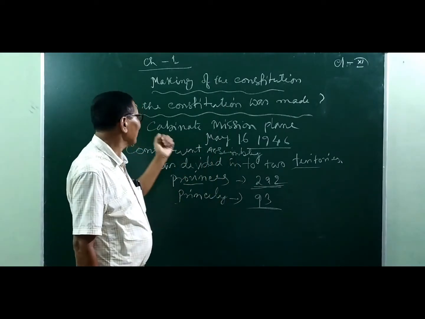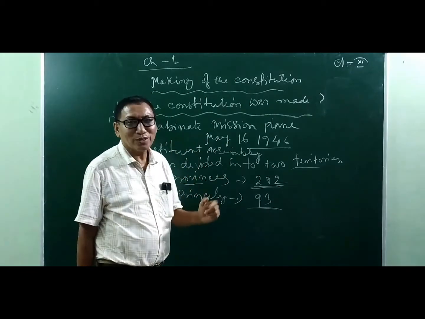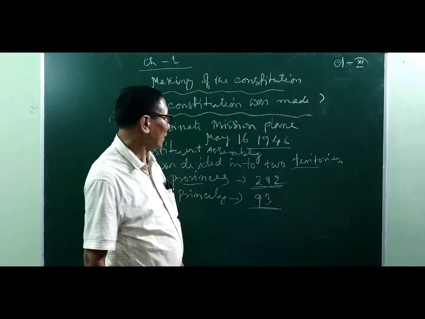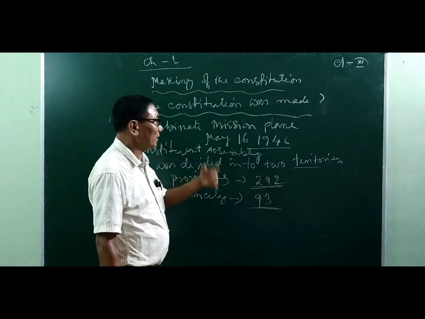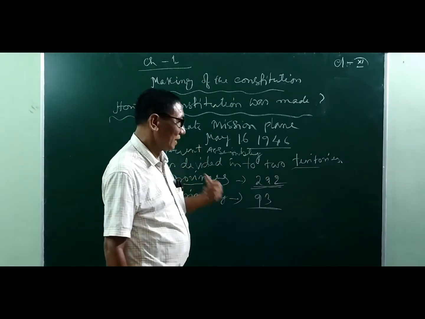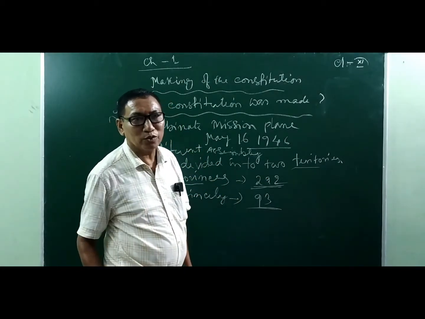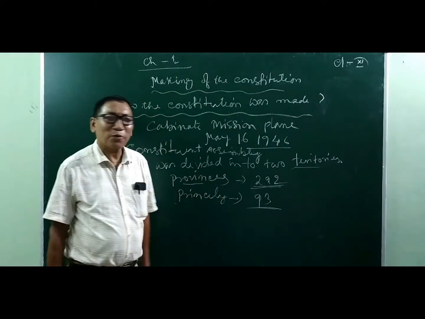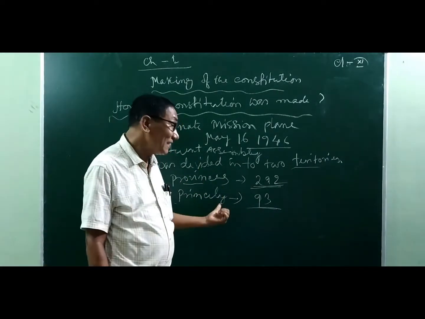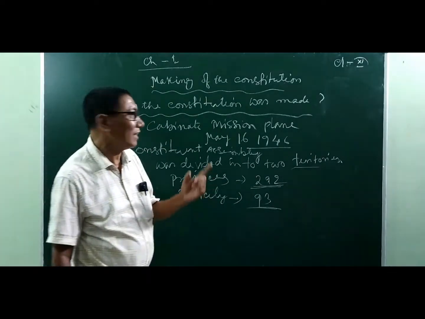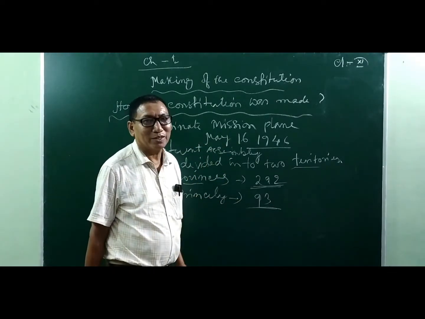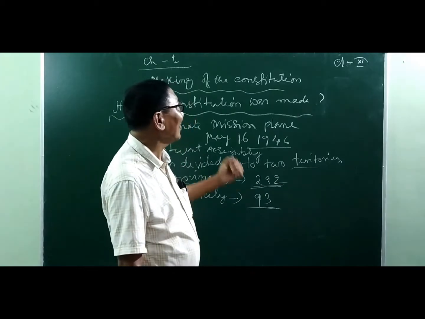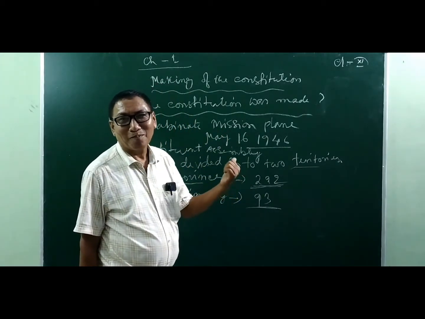Now we have learned something about how the constitution was made: first the Cabinet Mission Plan, then the Constituent Assembly, and then they divided it into two territories, provinces and princely states. In the next classes, we will see why the constitution was made.